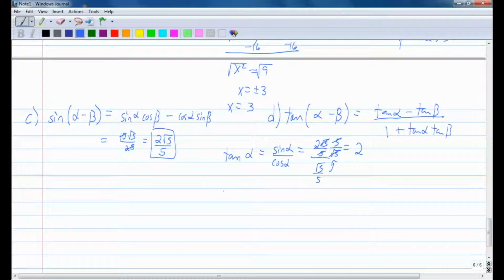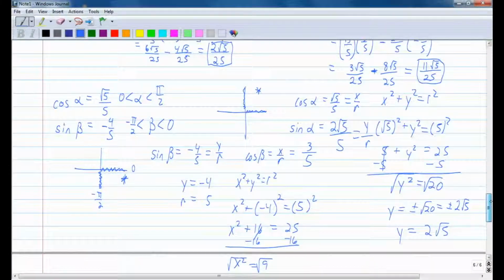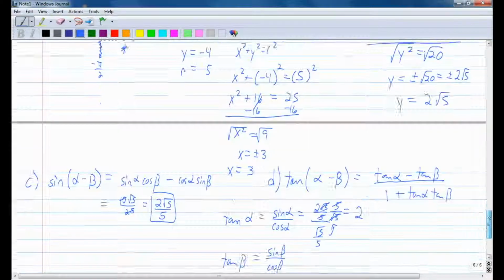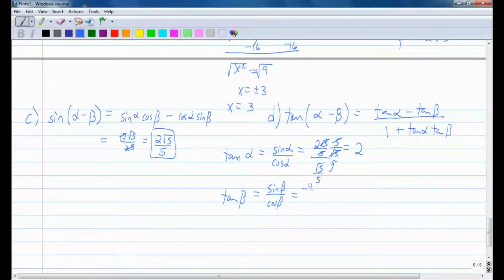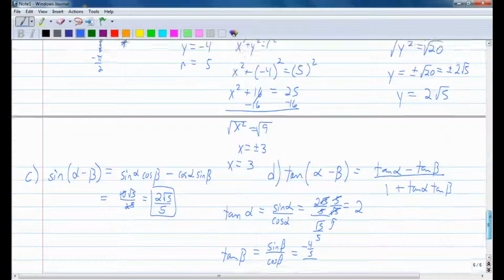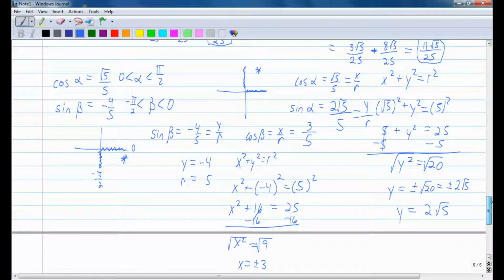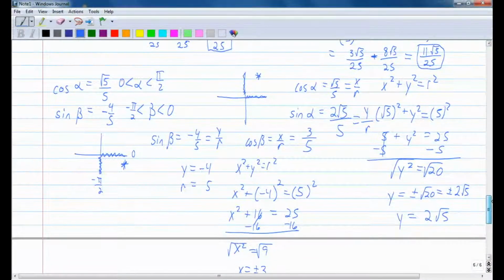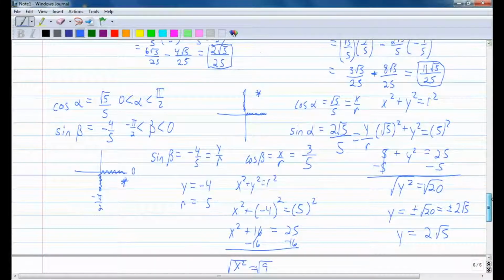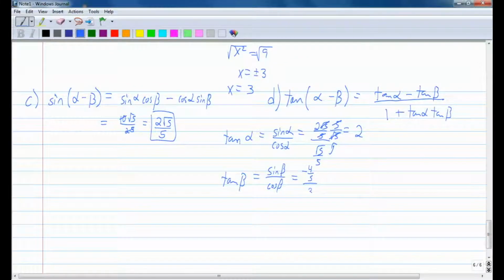Now let's solve for tangent of beta. Tangent of beta is going to be the sine of beta over the cosine of beta. So the sine of beta is negative 4/5. The cosine of beta is 3/5. Flip and multiply. So you get negative 4/3.